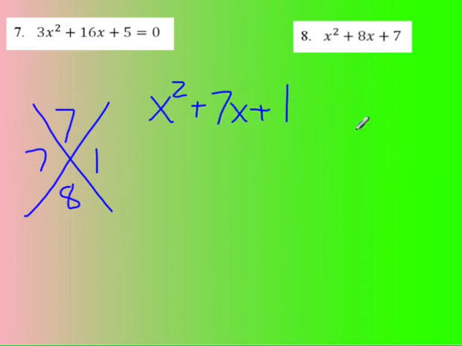Now this should technically be set equal to 0 if we're going to use that zero product property. So that was a typo, so maybe on your paper write equal to 0. So what I want you guys to do is finish factoring this and then solve it using the zero product property.